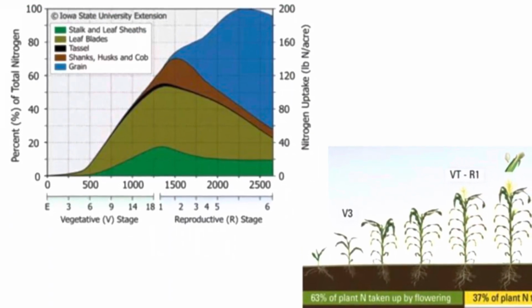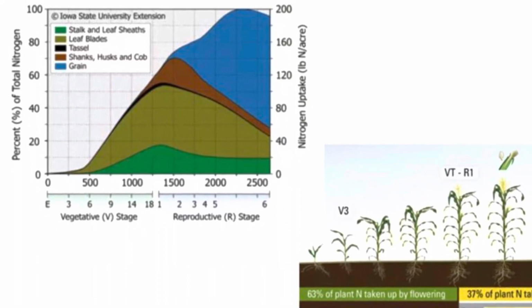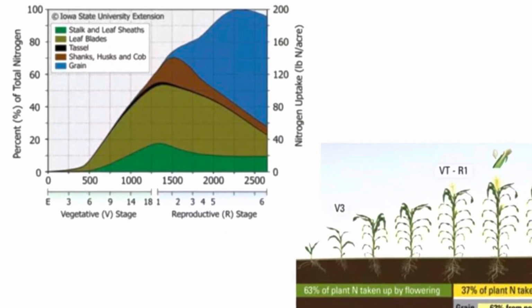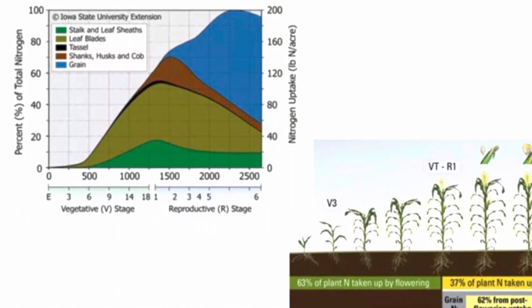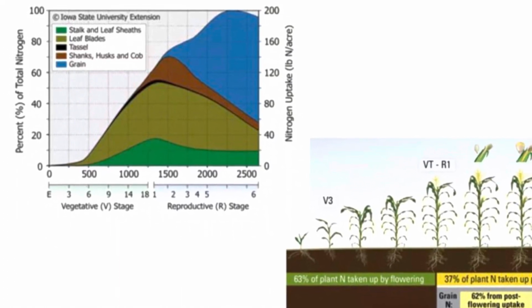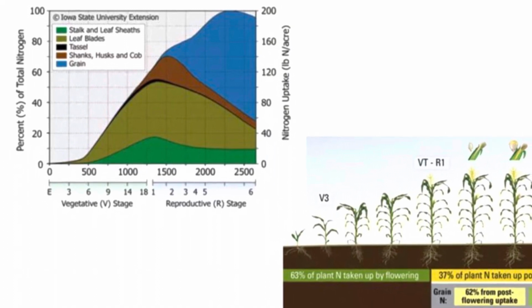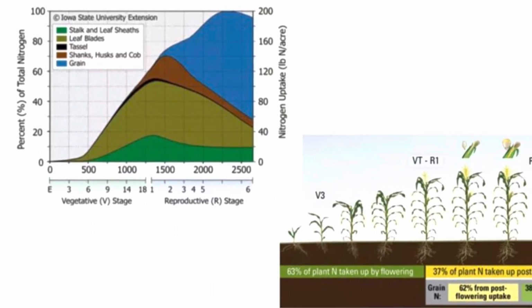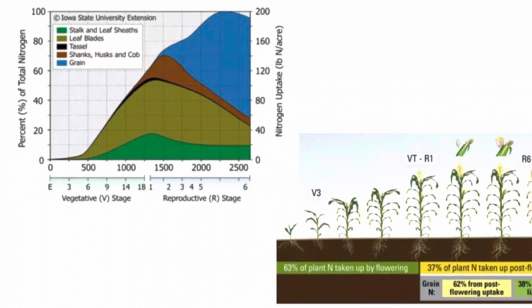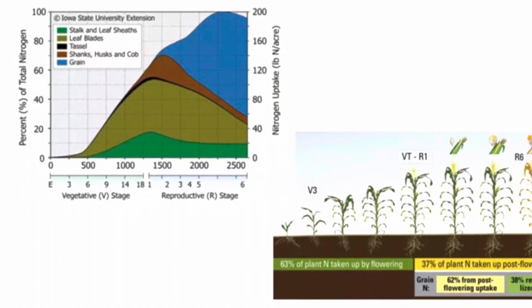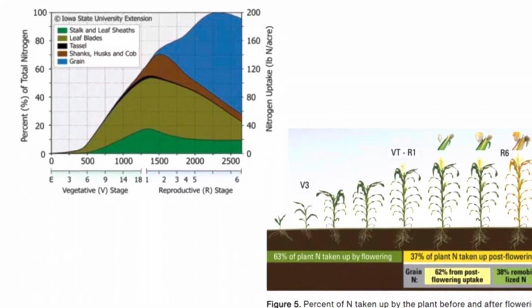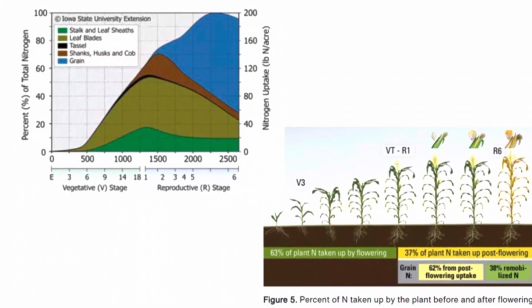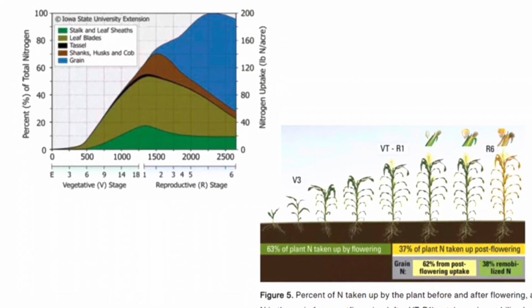Let's dig a little bit deeper to determine when the corn plant uses the most nitrogen. Iowa State University put together the chart that shows that rapid nitrogen uptake occurs between V8 to tassel. By R1, the corn plant has only taken up a little over 60% of its total nitrogen requirements for the growing season. The rest of the nitrogen is taken up during the grain fill period.